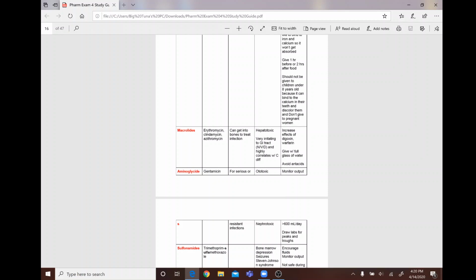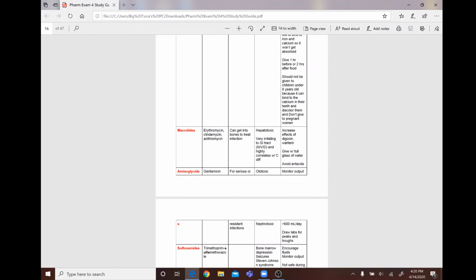Hepatotoxic, nausea, vomiting, diarrhea, and clindamycin potentially causes C. diff. So, when taking macrolides, what are you going to take these with? Full glass of water. What drugs or food interact with macrolides? If you take digoxin and warfarin, their effects will be increased, and you want to avoid antacids.